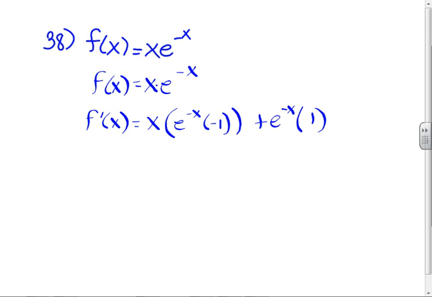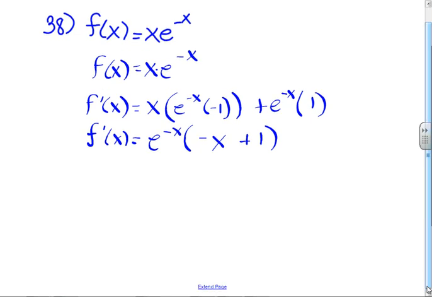So I want to simplify that. So what I'm going to do is factor out e to the minus x. So you should be ahead of me. And I'm left with what? I took this one out, so what am I left with? Negative x plus 1. Now, I'm looking for the c values. No matter what I do, I still have to find where the derivative is 0 or undefined. It makes no difference.